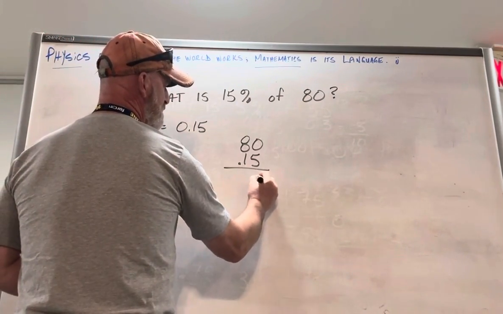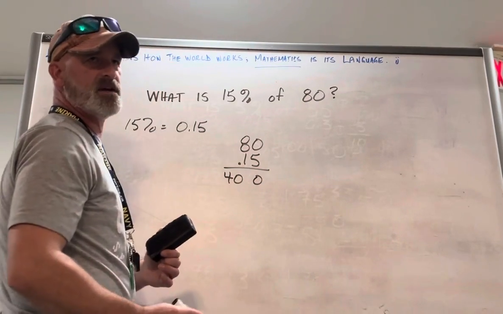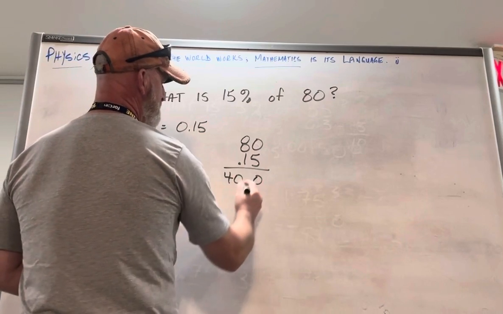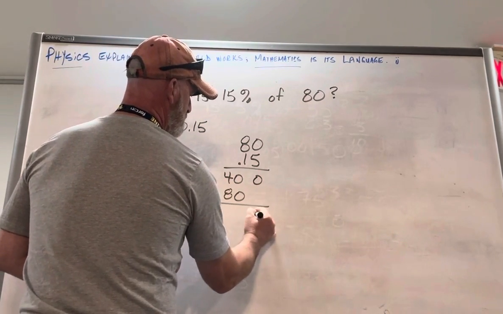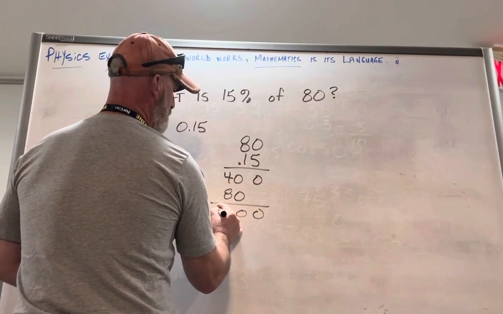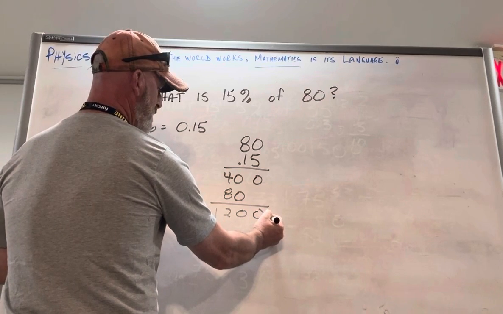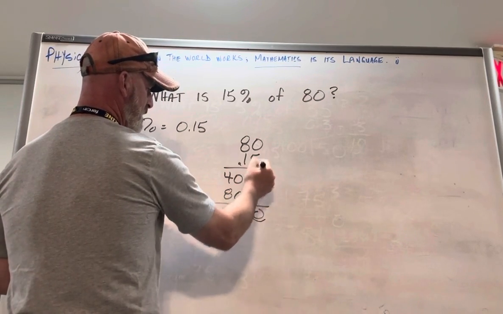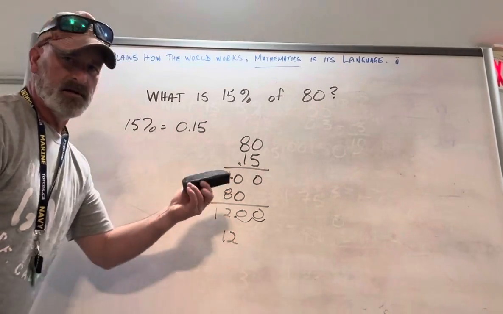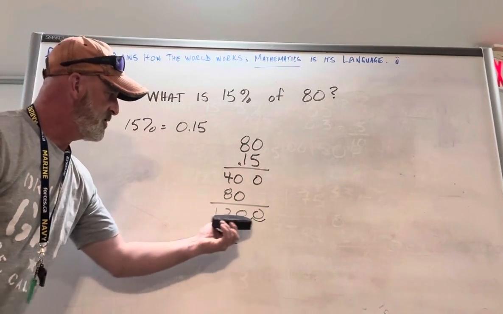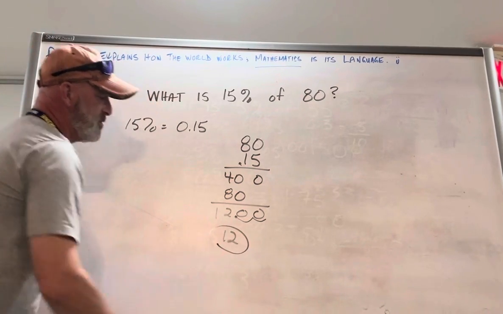5 times 0 is 0. 5 times 8 is 40. Man, I wish I knew my multiplication tables. I do now. 1 times 0 is 0. 1 times 8 is 8. 0, 0, 2, 1. And then bring the decimal places over, 1, 2. And we have 12. So again, decimal places up here, remove them when you're done at the end. That's that easy. So 12 is the number that we're looking for.